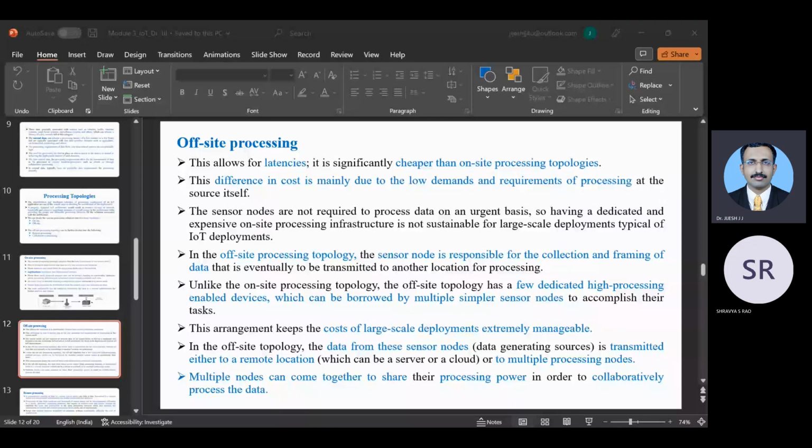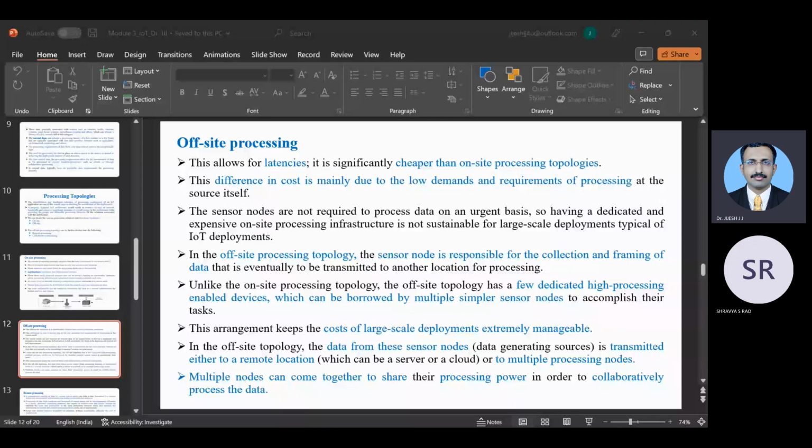See, if you are sending a photo or a video, and it is okay that it reaches 1 minute later or 30 seconds later, it is not going to cause any problem, then it is fine. In those cases, it is mainly due to the low demand and requirement of processing, and the sensor nodes are not required to process the data on an urgent basis. Those things we call offsite processing.